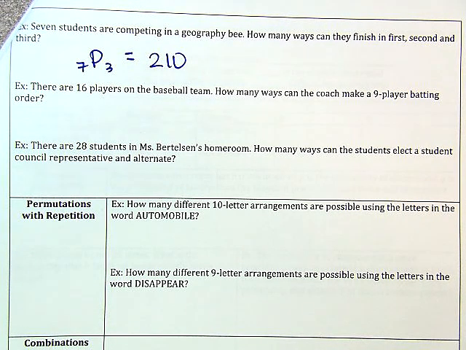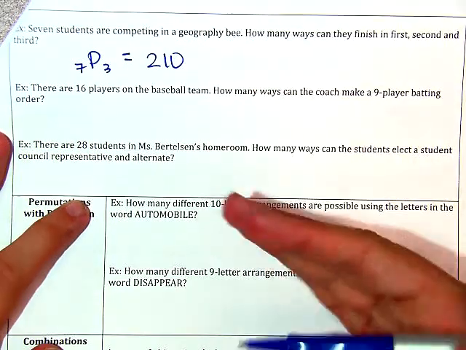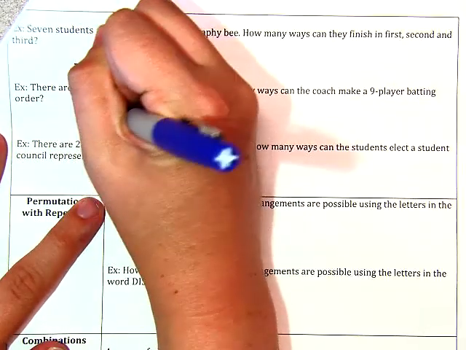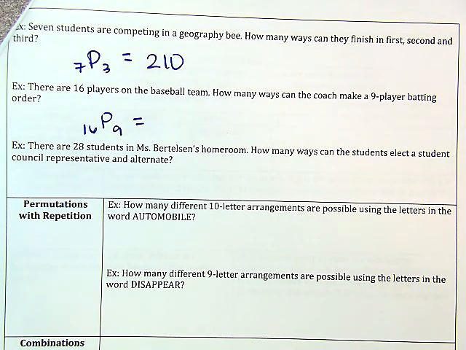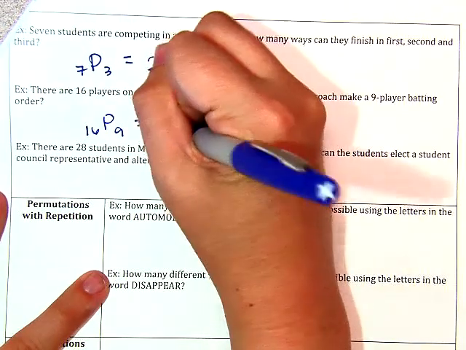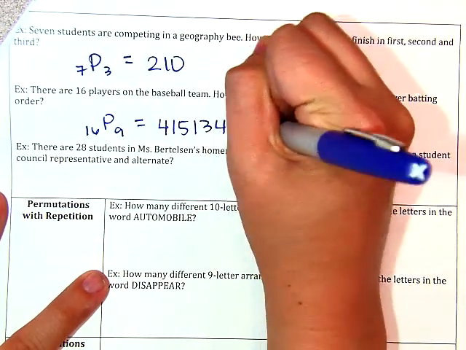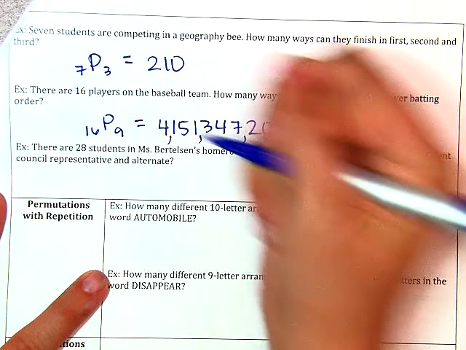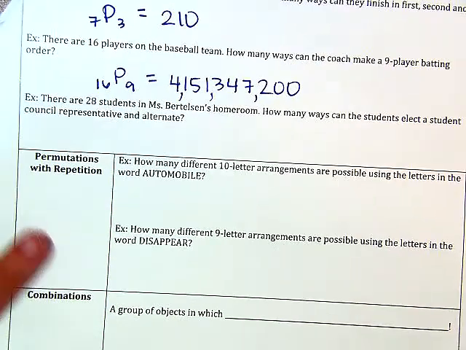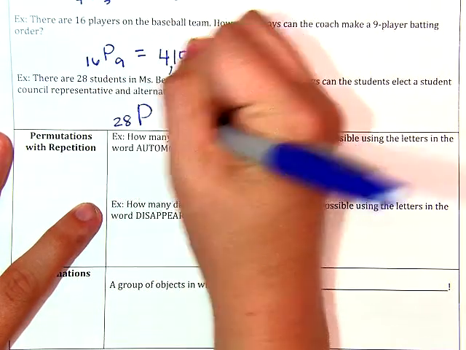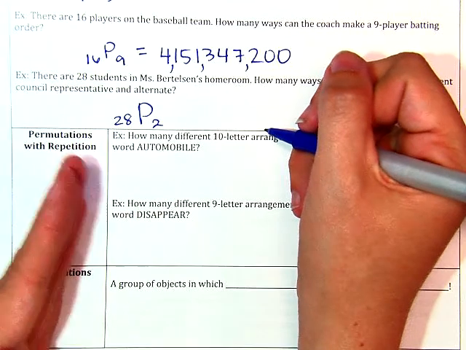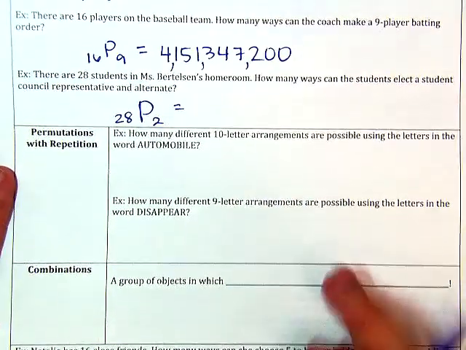16 players on the baseball team. How many ways can the coach make a 9-player batting order? Order matters, so 16P9. Oh my gosh, 4,151,347,200. A lot of different ways. 28 students in Miss Bertelson's homeroom. How many ways can the students elect a student council representative and an alternative? 28P, and how many roles are there? 2, just representative and alternative. And then you plug that in your calculator.